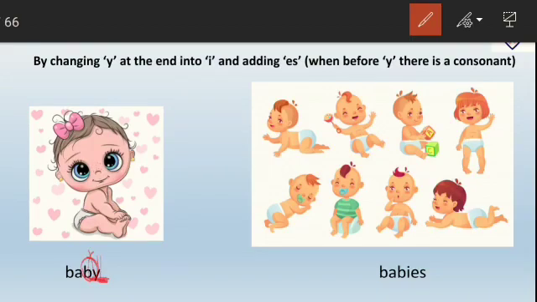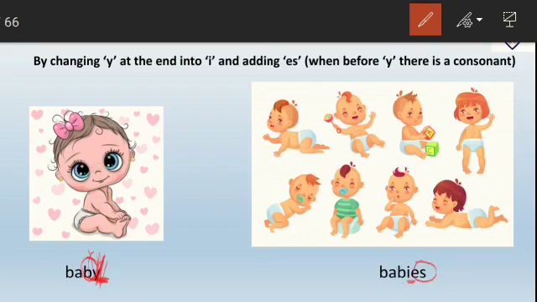Now when the last letter is y and I am having a consonant letter before that, to make it plural, instead of y I will cut the y. Instead of y I will write i, and then I will add es to make it plural. So baby, babies.